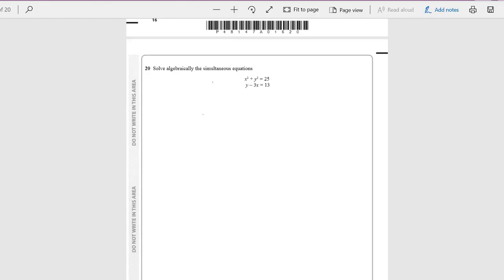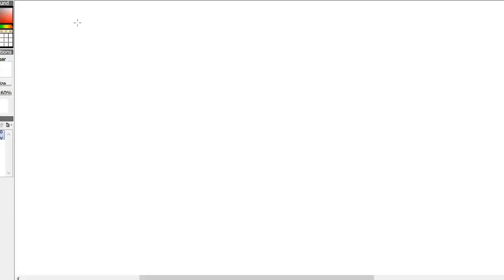Okay, question 20. It says solve algebraically the simultaneous equations x squared plus y squared equals 25 and y minus 3x equals 15. Now I know this is going to be quite a lengthy process, so I'm not going to use the sheet itself. I'm going to write on a different program.